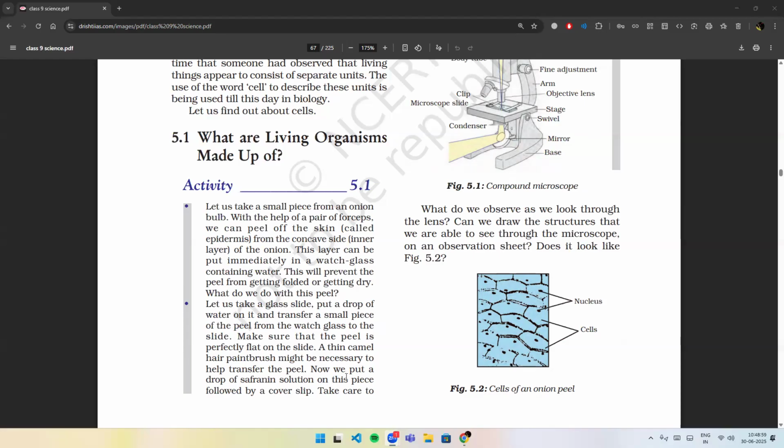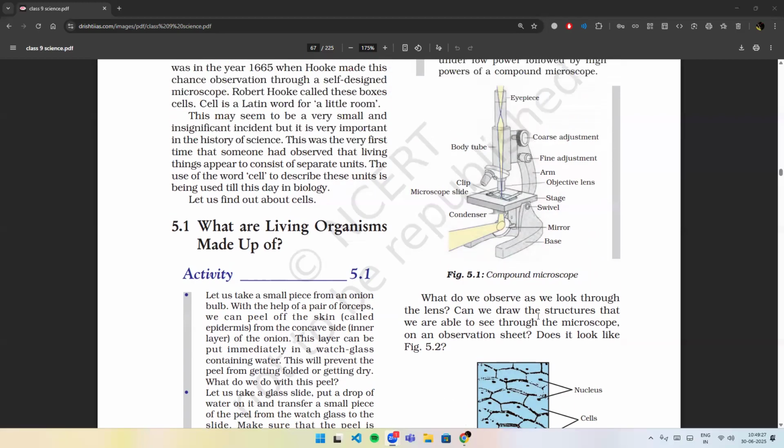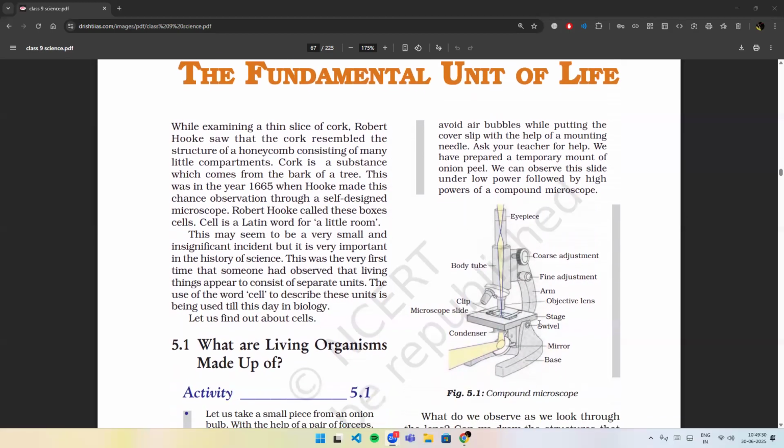What do we do with this peel? Let us take a glass slide, put a drop of water on it, and transfer a small piece of the peel from the watch glass to the slide. Make sure that the peel is perfectly flat on the slide. A thin camel hair paintbrush might be necessary to help transfer the peel. Now, we put a drop of saffron solution on this piece, followed by a cover slip. Take care to avoid air bubbles while putting the cover slip with the help of a mounting needle. Ask your teacher for help. We have prepared a temporary mount of onion peel.